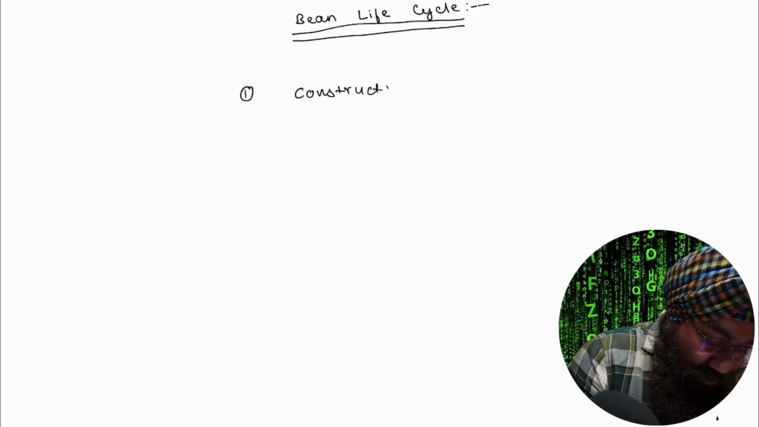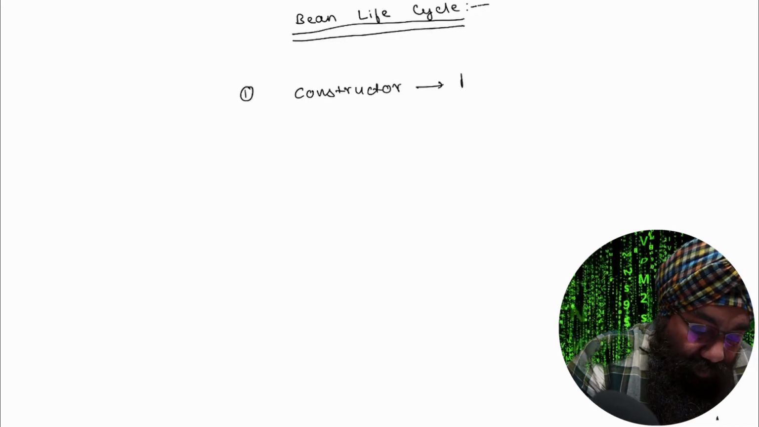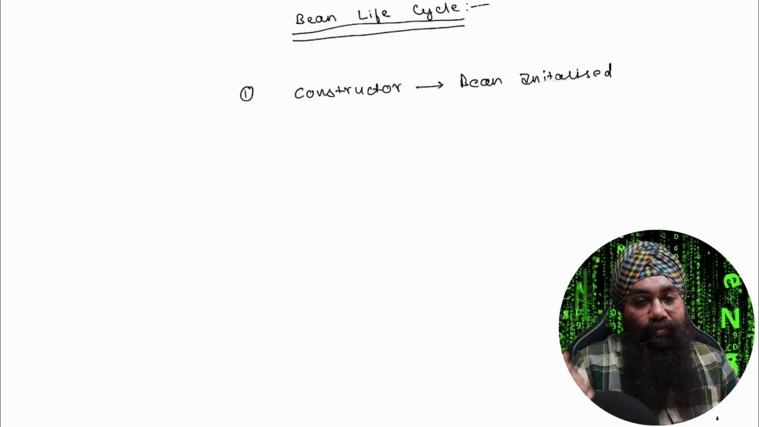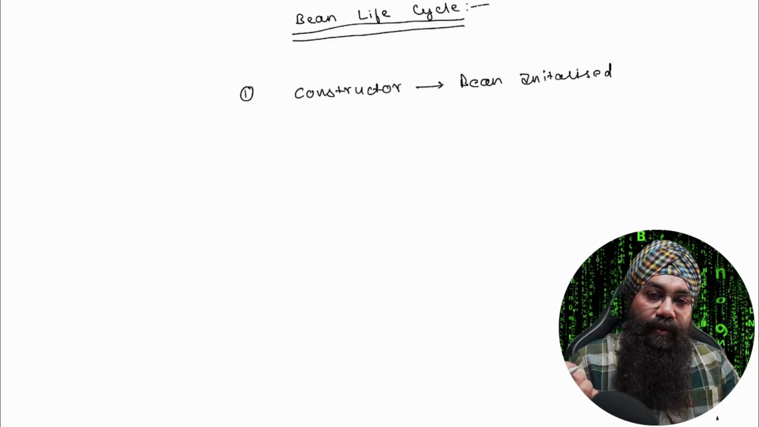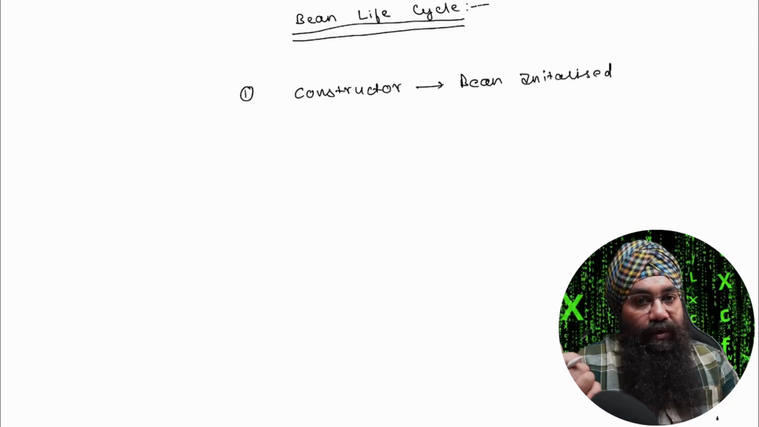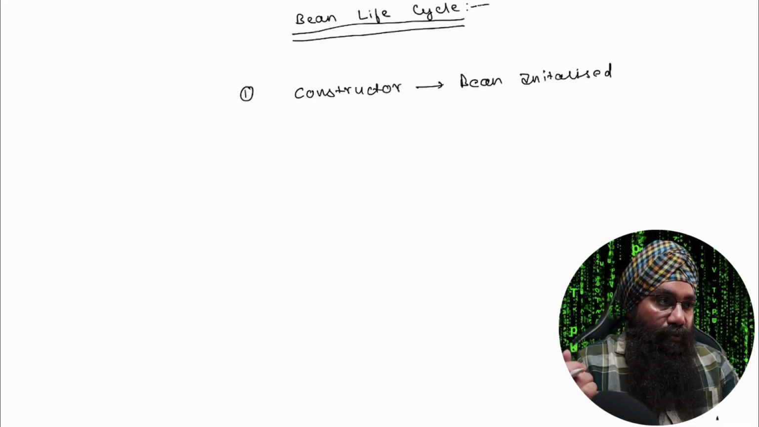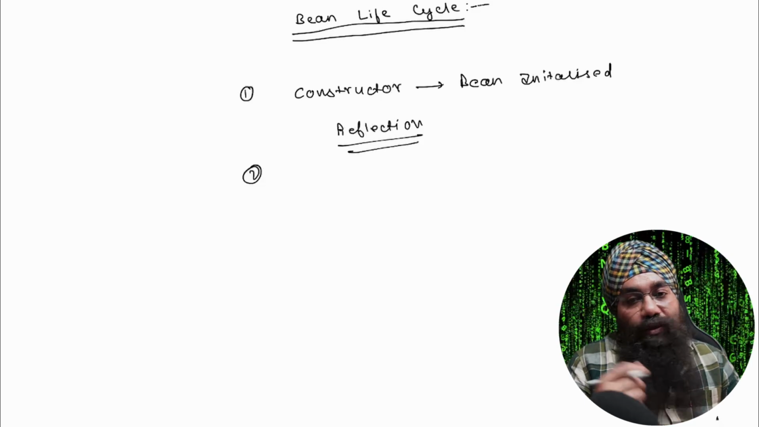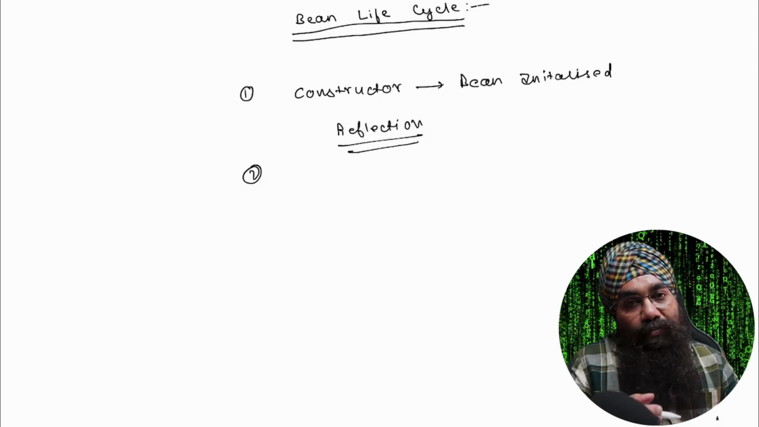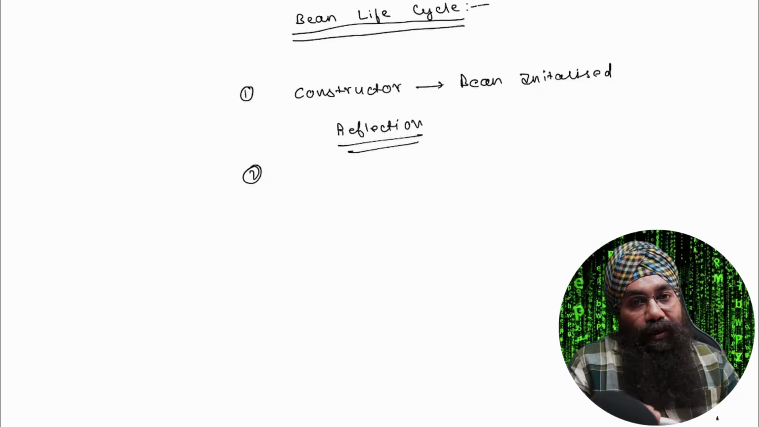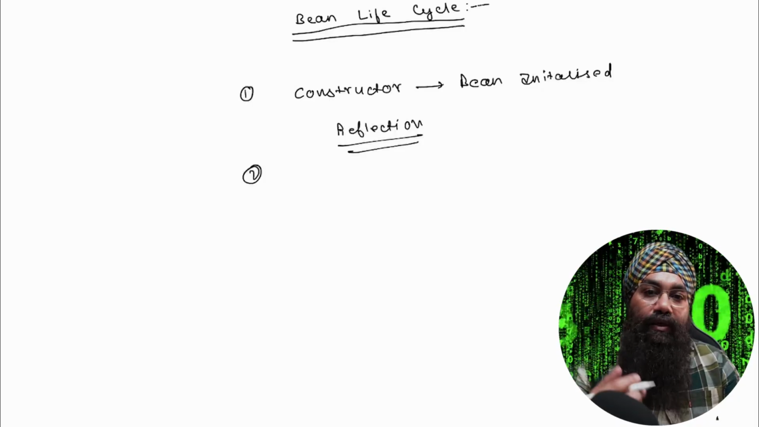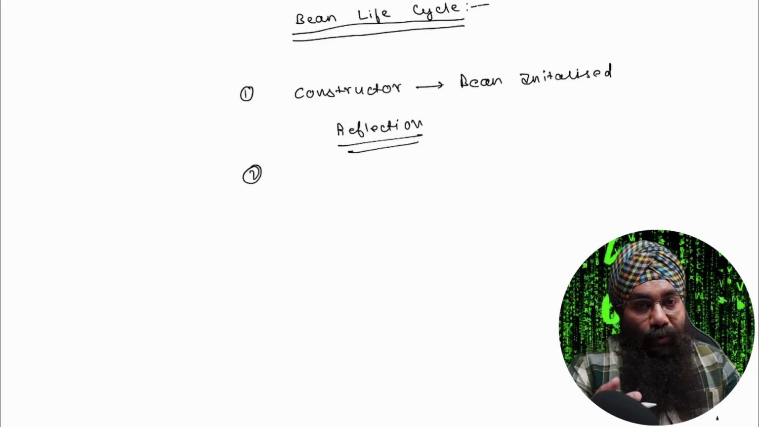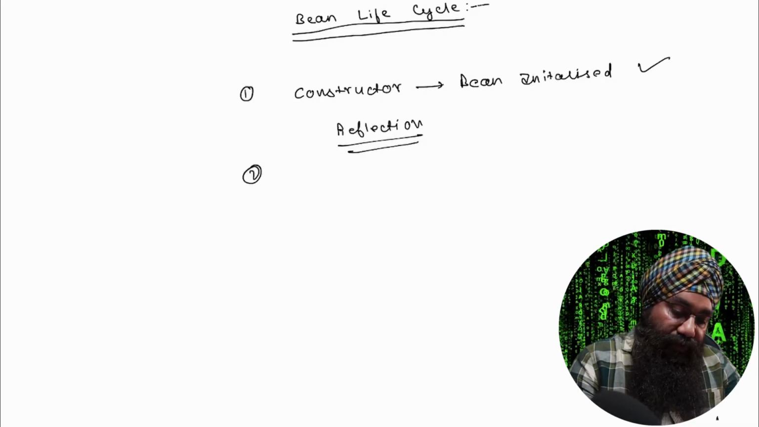First one is constructor. So the bean is initialized here. The constructor is called, and the object for the bean that you have specified using annotation or XML is created. Spring uses reflection to create the objects. If you don't remember reflection, please check out the reflection section and revise it. Basically Spring uses reflection to call your constructors and create your objects. So this is a mandatory step.